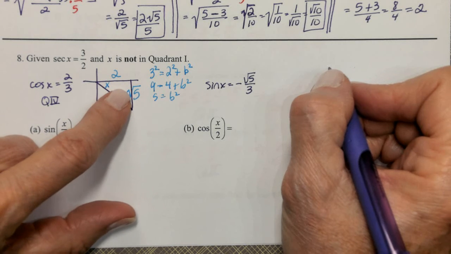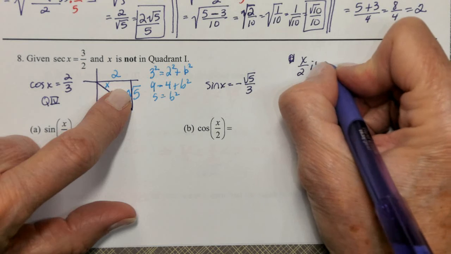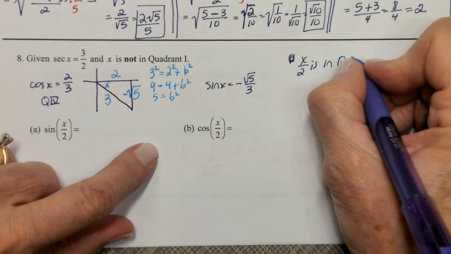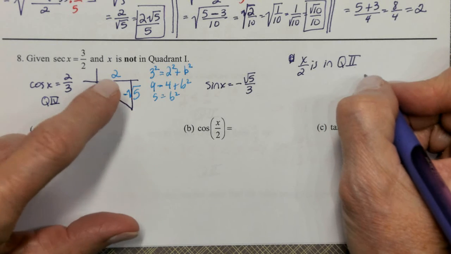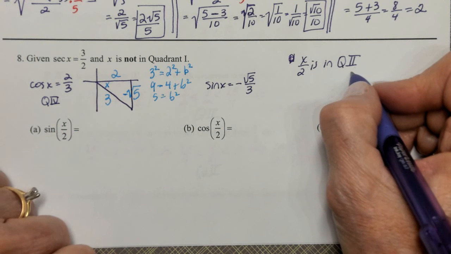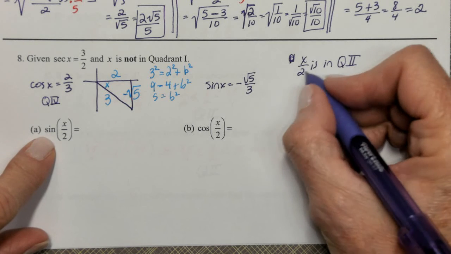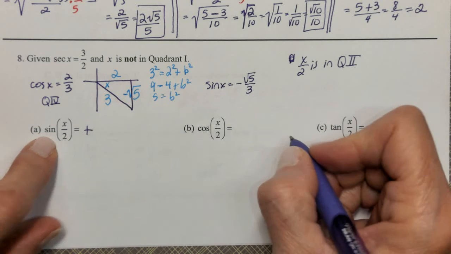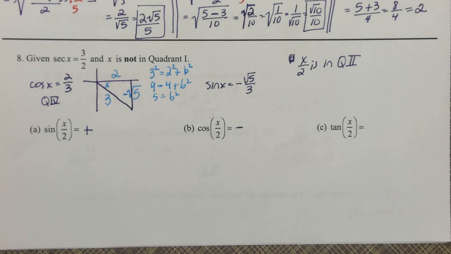X is in quadrant 4, so x over 2 must be in quadrant 2 from what we did on the first page. If x is in quadrant 4, x over 2 is going to be in quadrant 2, where sine of x over 2 will be positive, but cosine of x over 2 will be negative. So we'll write that down, and that will help us remember to do that with our formulas for sine and cosine of our half angles.